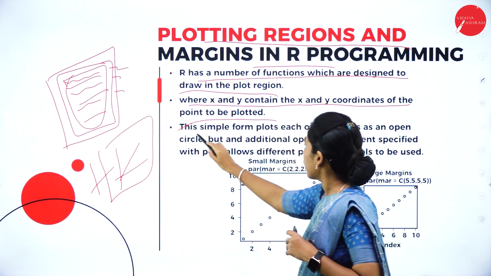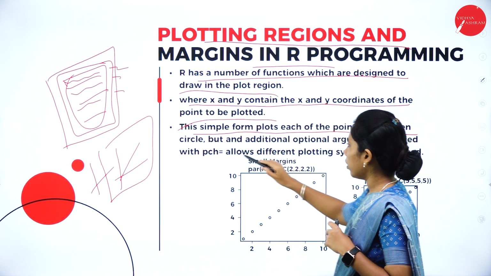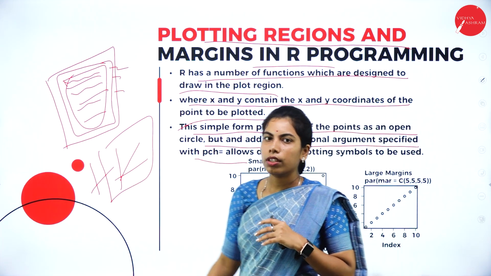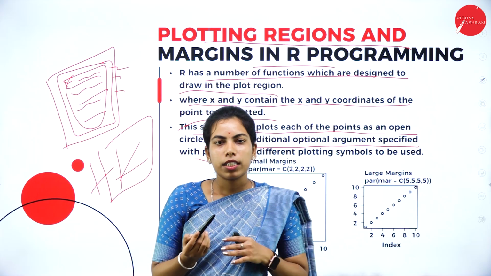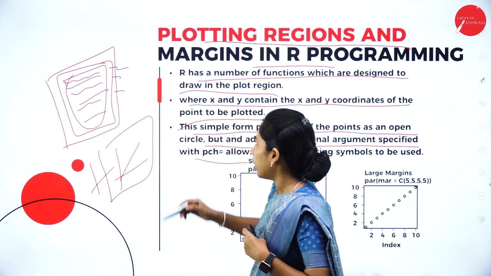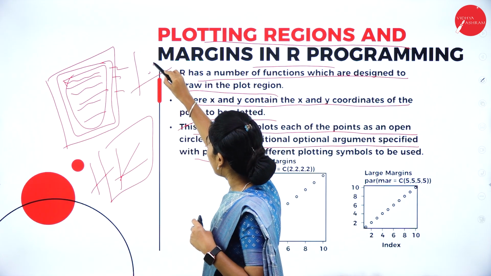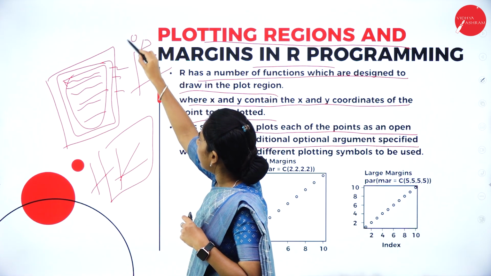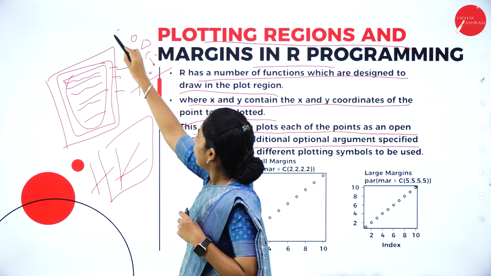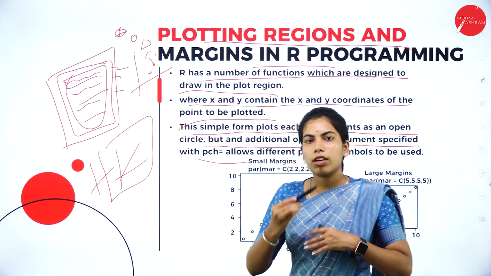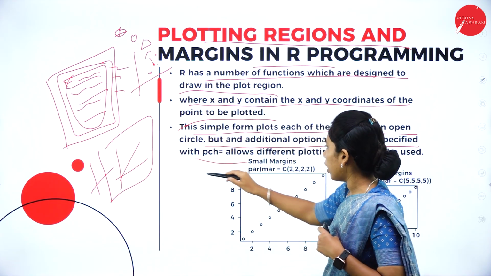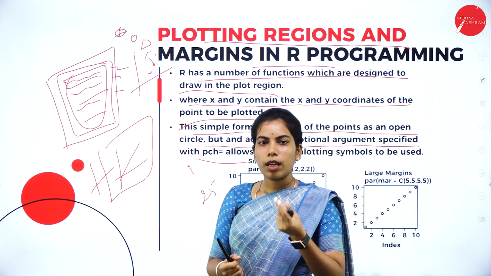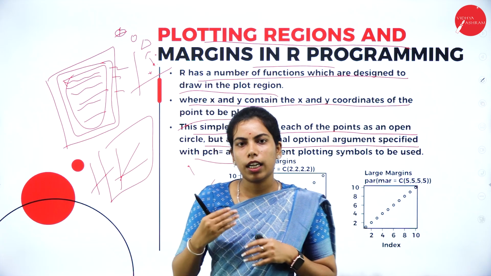This simple plot draws each point as a circle, but additional optional arguments can be specified using pch. pch is again a plotting character or points character. So the graph will contain only dots, right? We can change the dots into rectangles or holes, and also a plus mark. So these are all the pch values. The value can range from 1 to 25. The circle or symbol will change whenever the given value is changed.